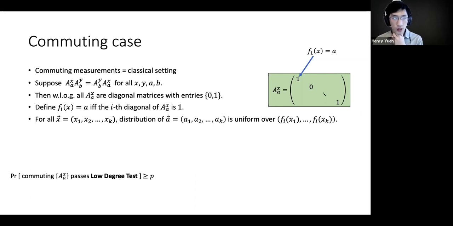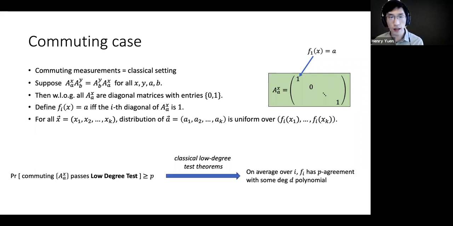All right. So in this simple commuting case, if these measurements pass the low degree test with probability p, we can just directly apply the classical low degree testing theorems that we know of and deduce that, for example, on average over a uniformly random index i, f sub i has roughly p agreement with some degree d polynomial. Okay, so that tells you at least, even though we're in the matrix setting, there's still structure to these matrices, and they really just look like direct sums of classical functions f sub i.